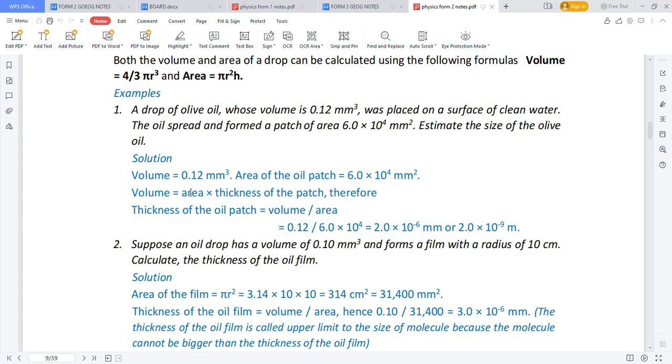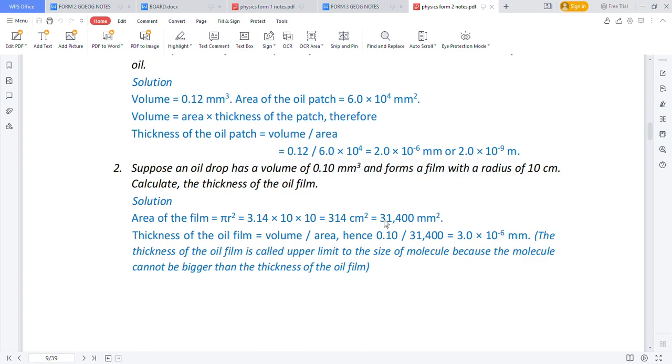We are given the area of the patch. So the volume is equal to the area times the thickness of the patch. Therefore, the thickness of the oil patch is volume divided by area. If you do that calculation right, you are going to get the answer.